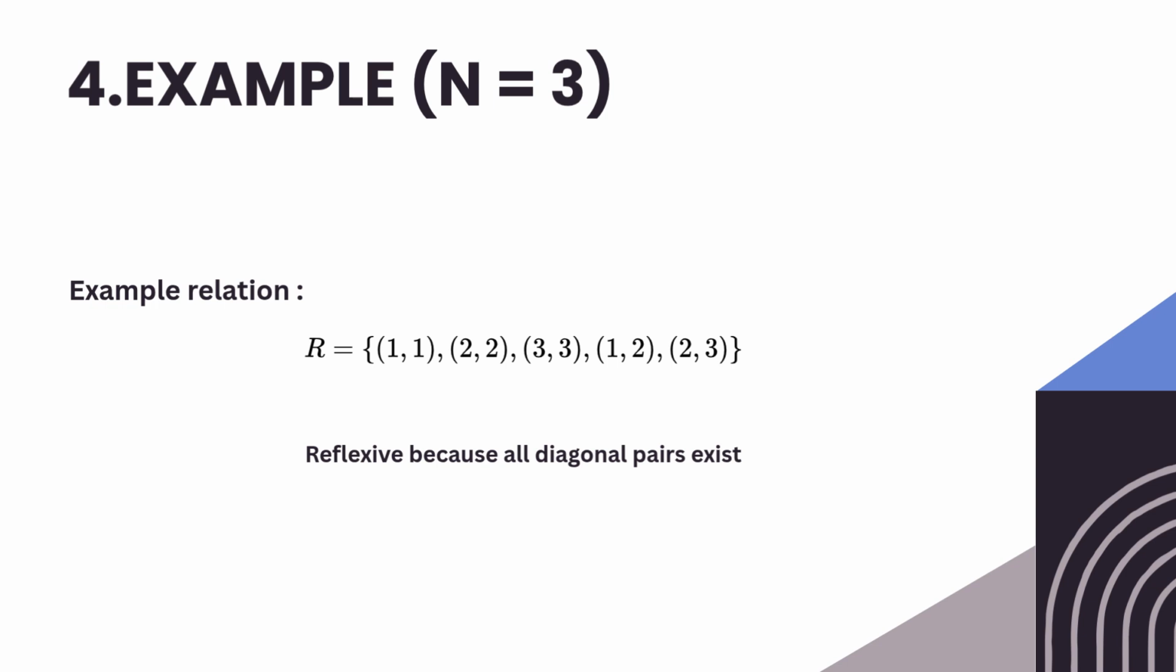This slide shows an example of a reflexive relation when n is equal to 3. Here, the relation R contains the pairs (1,1), (2,2), (3,3), (1,2), and (2,3). A relation is called reflexive when every element is related to itself. So for the set {1, 2, 3}, the pairs (1,1), (2,2), and (3,3) must be present. In this example, all these diagonal pairs are included, so the relation is reflexive. The other pairs like (1,2) and (2,3) are extra pairs that can be added. So this slide helps us see that a reflexive relation must contain all self pairs.